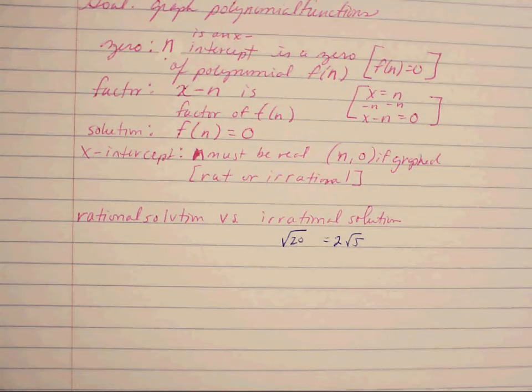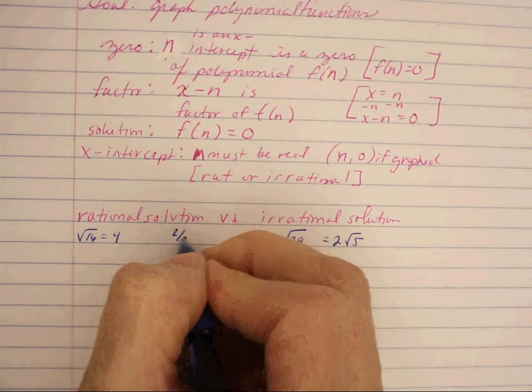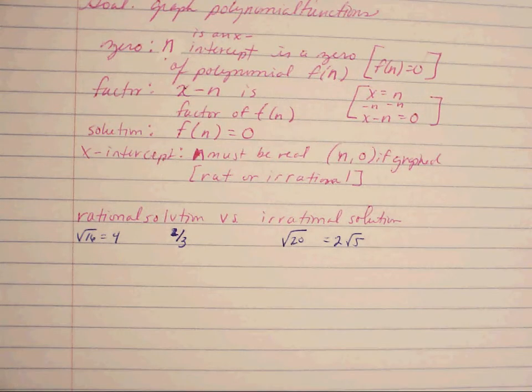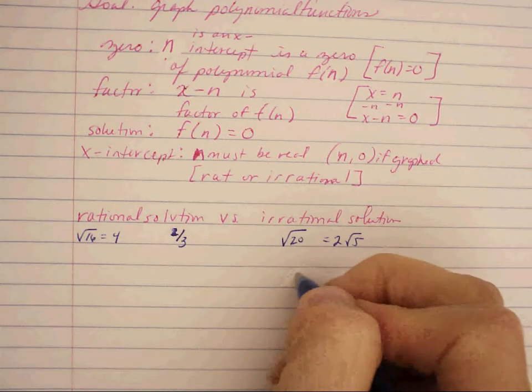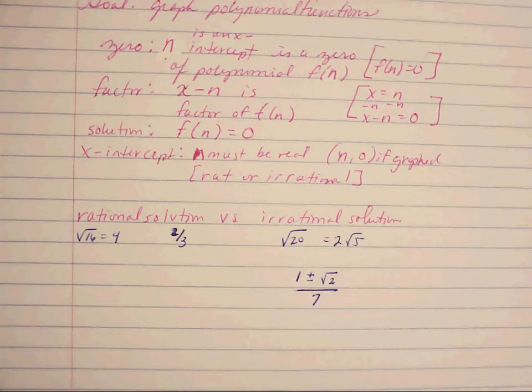What would a rational solution be? Does anybody know? Okay, so that'd be 4. What about 2/3? Is that rational or irrational? It's rational, good. So you could have a hit on the x-axis at 2/3, but like yesterday when we worked with those quadratic questions, you could get an irrational that looked like this. Those could be irrational solutions that are generated from using the quadratic formula.